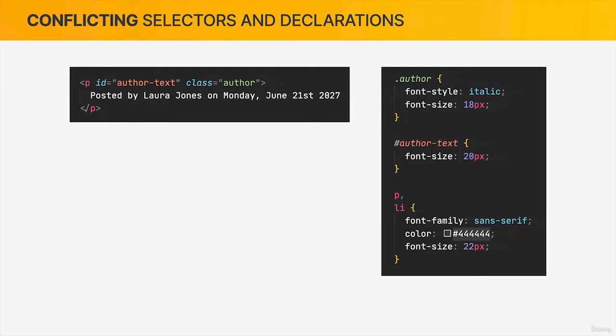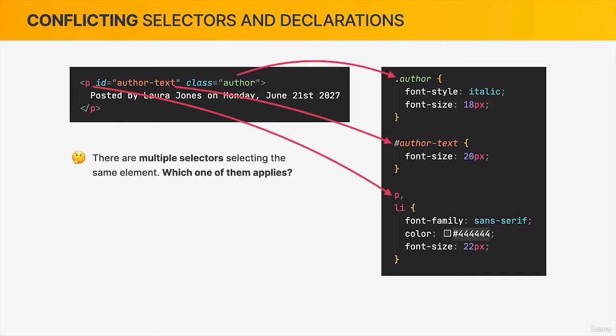So here is an example that is similar to the code that we wrote in our project. So it's the author paragraph that we have somewhere in the code. But here we have one ID called author text and one class called author. And then on the right side, we have three rules that are actually applied to this element. So as we can clearly see, all of these three different selectors, and therefore all of these three rules, all select the same element. And so now the big question is, which of these rules applies?